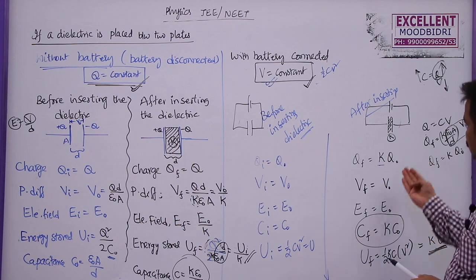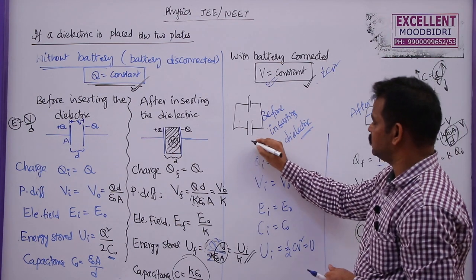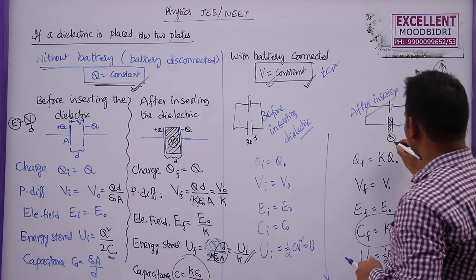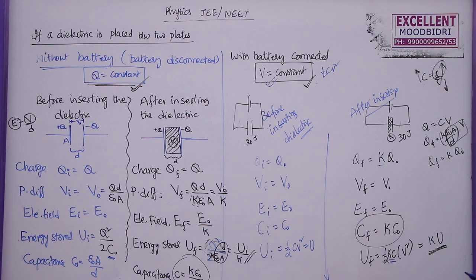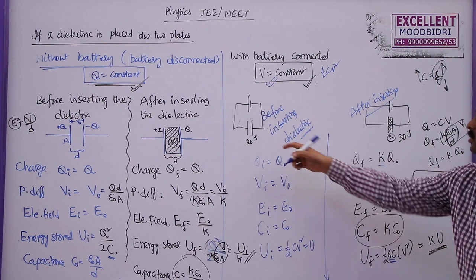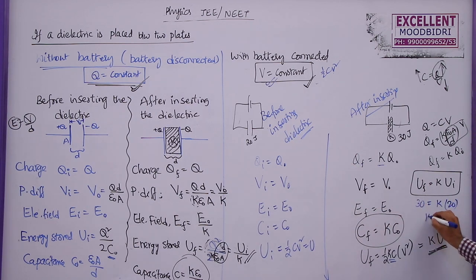What is the work done to insert the dielectric here? Let us say the initial energy stored is 20 joules, and the energy increases by K times to, let us say, 30 joules. So what is the K value? Very simple. The final energy is 30 joules, and the final energy is K times the initial energy when the battery is connected. K into the initial energy of 20 joules equals 30 joules, so K is equal to 1.5. The dielectric constant of the medium inserted between the two plates is 1.5 in this case.